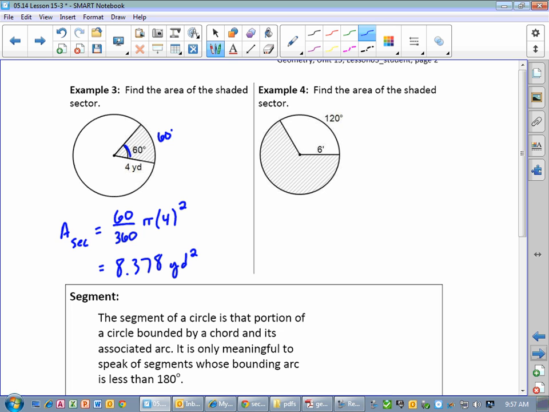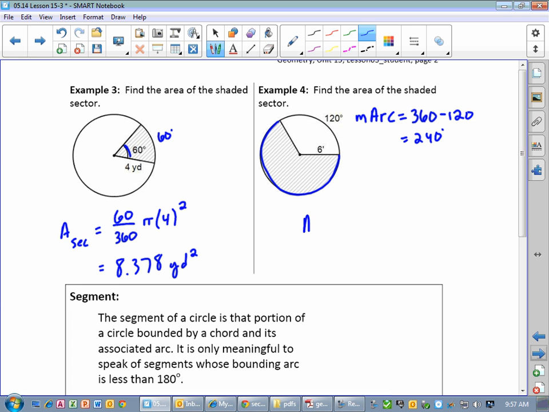Now, what kind of arc is this one? A major arc. So if we know the minor arc, how do we get the major arc? Okay, so I'm going to say the measure of that arc. It doesn't have a name. It's not labeled. I'm just calling it the arc. Would be 360 minus 120, which is 240 degrees.